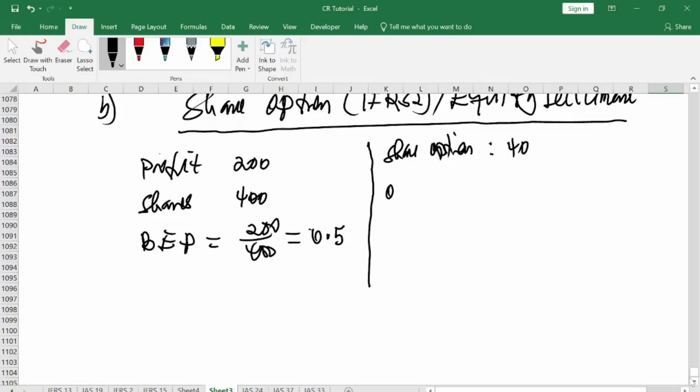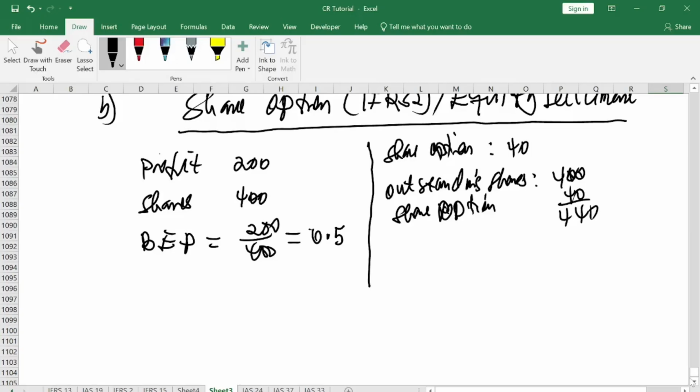This one will add up the existing shares, which is what we have already, 400, plus the share option that you're giving to your employees, which is 40. So that gives 440. So when you're coming to calculate your new basic earning per share, what do you have? Your profit will not change, all divided by the diluted. So this is what we call the dilution.